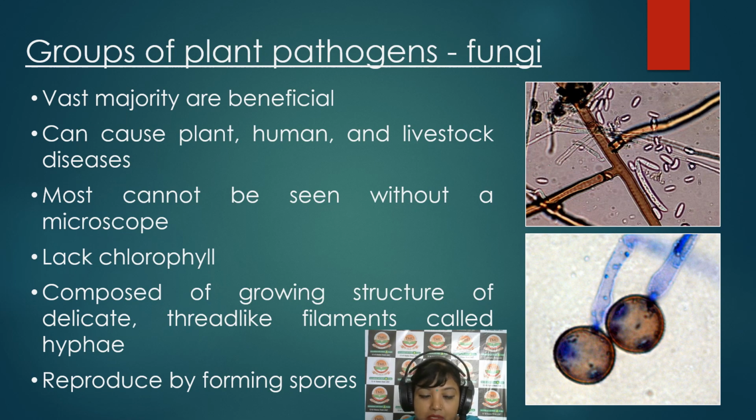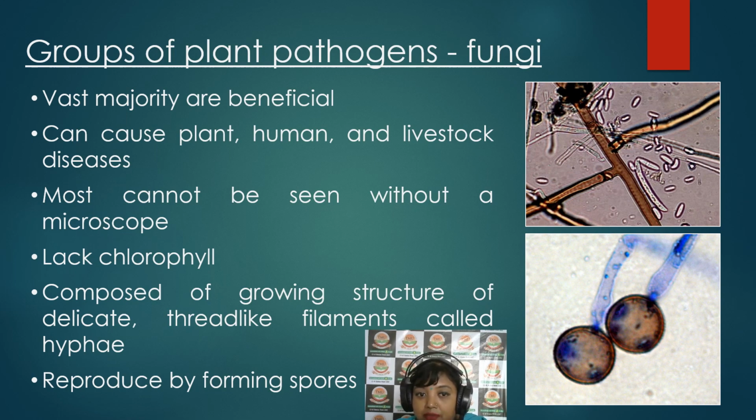Now we have to understand some of the groups of plant pathogens which cause disease in plants. This is the fungi. Fungi are eukaryotic, achlorophyllous organisms. Fungi are a very vast group. Earlier they were kept under the plant kingdom, but now they have been given a separate kingdom besides plants and animals. A very large number of fungi are beneficial, and many can cause diseases in plants, humans, and livestock.